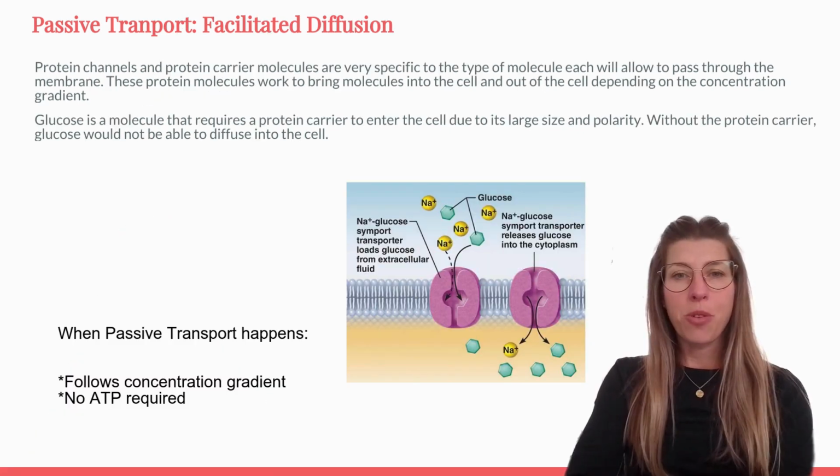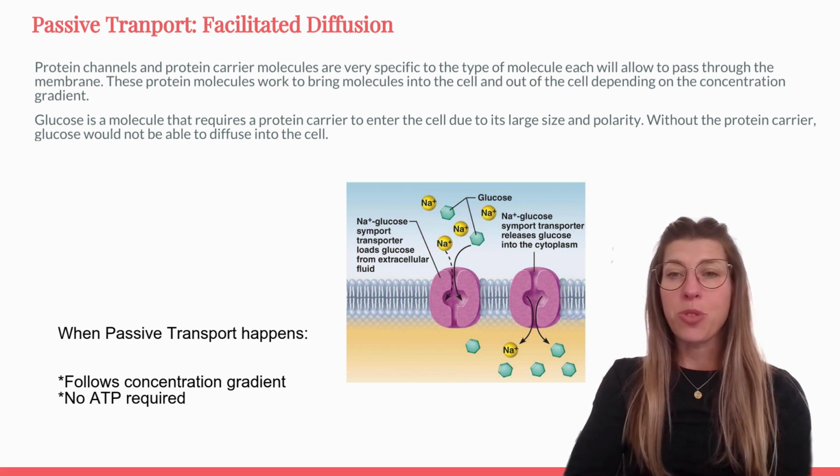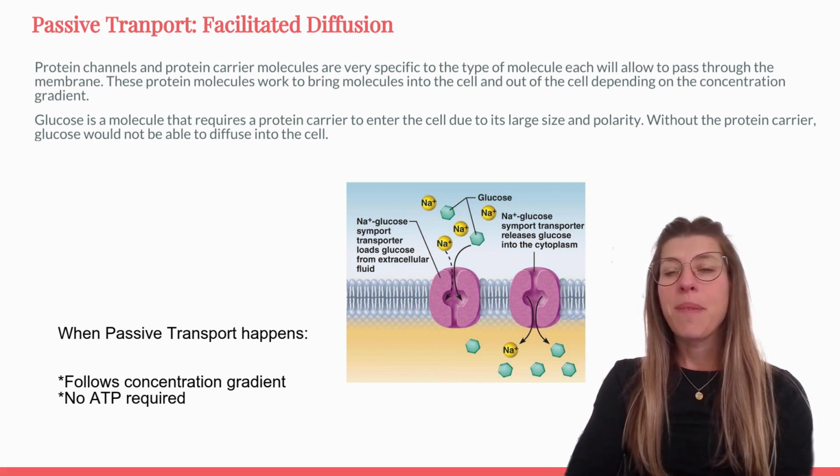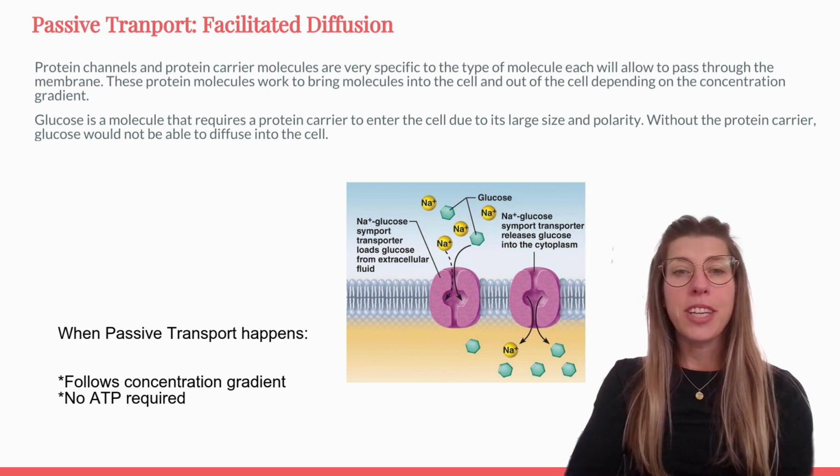A little more about facilitated diffusion. These protein channels and protein carrier molecules are very specific to the type of molecule. Each will allow it to pass through the membrane. Remember, it's selectively permeable, that membrane. So this is how it can be a little picky. These protein molecules work to bring molecules into the cell and out of the cell, all depending on the concentration gradient.